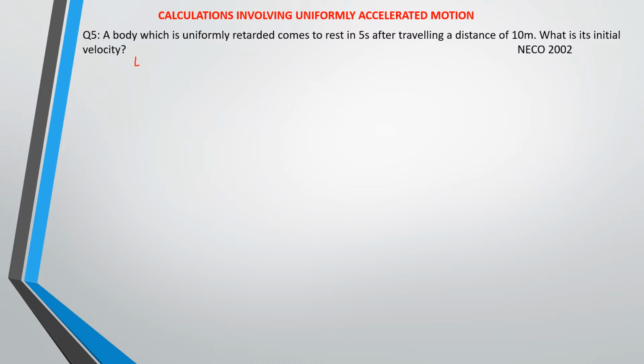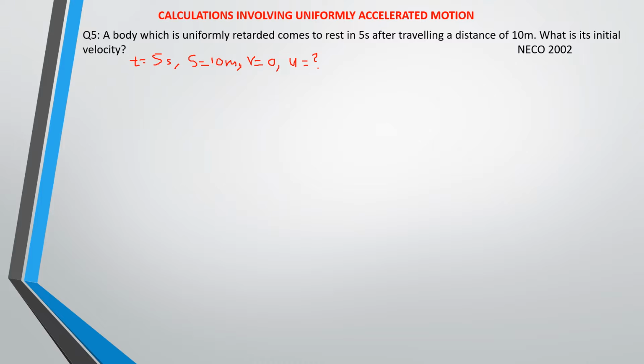So having known that, you can just put the information that you are given from this particular question. t is given to you to be 5 seconds. Then you also have your distance s given to you to be 10 meters. Then since the body came to rest, v is equal to 0. That's clear. Then your initial velocity is unknown, which is what you are looking for.